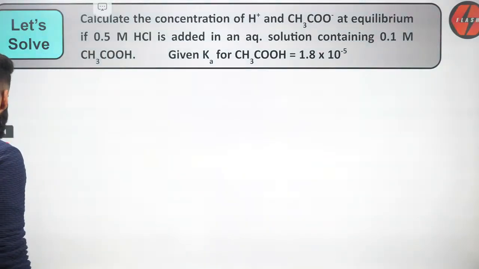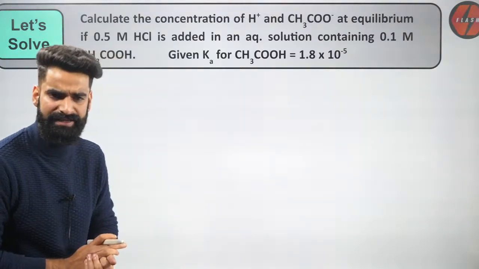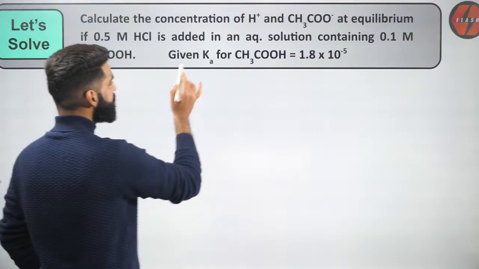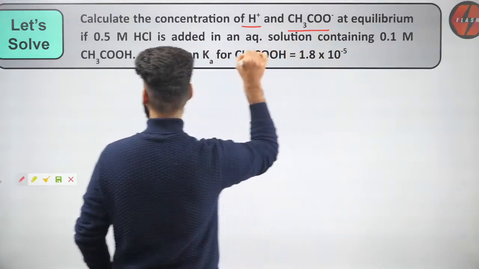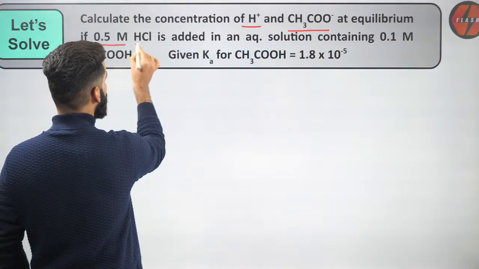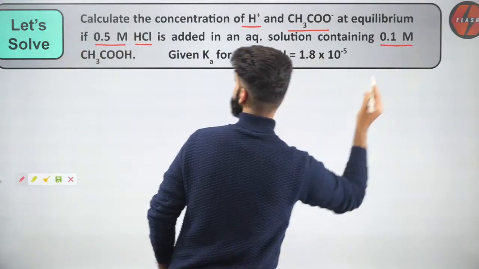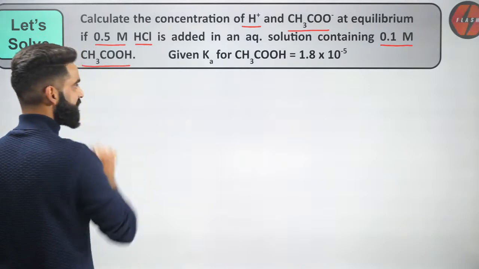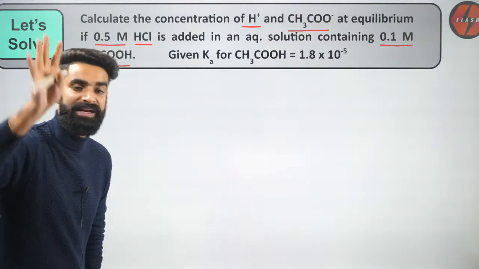Okay, this is the question which we have, guys. Now you can easily solve this question. Calculate the concentration of H positive and CH3COO negative at equilibrium if 0.5 molar HCl is added in an aqueous solution containing 0.1 molar CH3COOH. That means in the same container, I have got the strong electrolyte as well as the weak electrolyte.